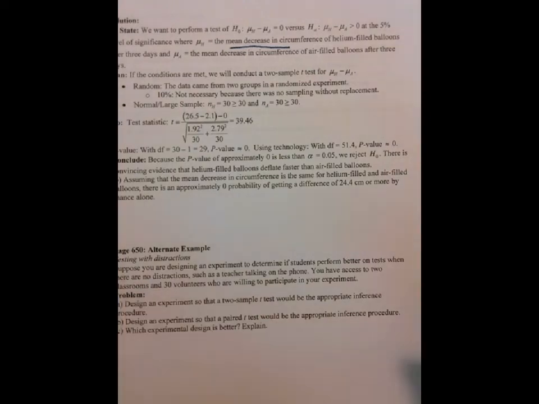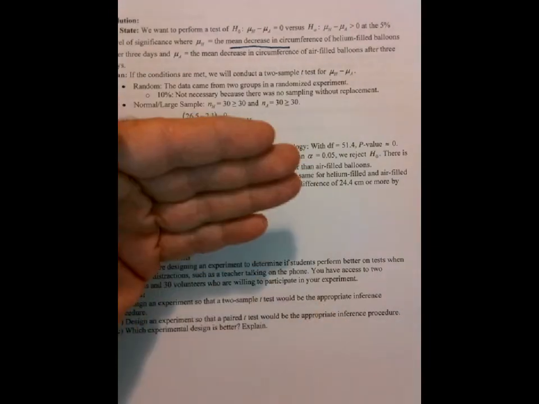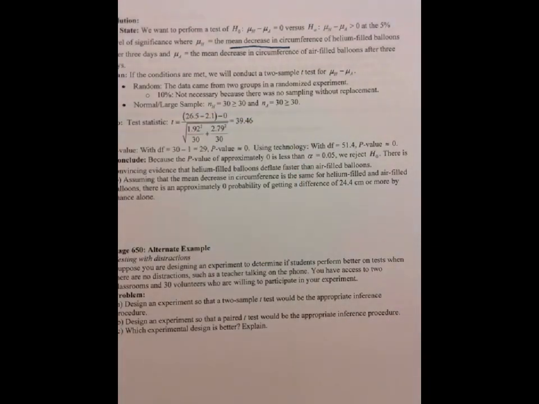Okay, 10%. Not necessary because we're not sampling with replacement. So since we're in effect replacing everything, every sample is going to be different. So we don't have to worry about the 10% rule. Normal, large sample, okay, they took 30 balloons, so our sample size was 30 or greater, right? And so that was good. The large sample, the large counts rule is fulfilled.